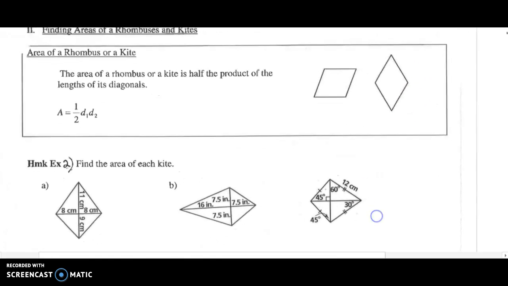So the area for a rhombus or kite is a different formula. It's the diagonals. Here's one diagonal, here's another diagonal. It's those two diagonals multiplied times each other, divided by 2. So 1/2 diagonal 1 times diagonal 2, or D1 times D2 all over 2, however you want to think of that. It doesn't matter if it's a kite or a rhombus.